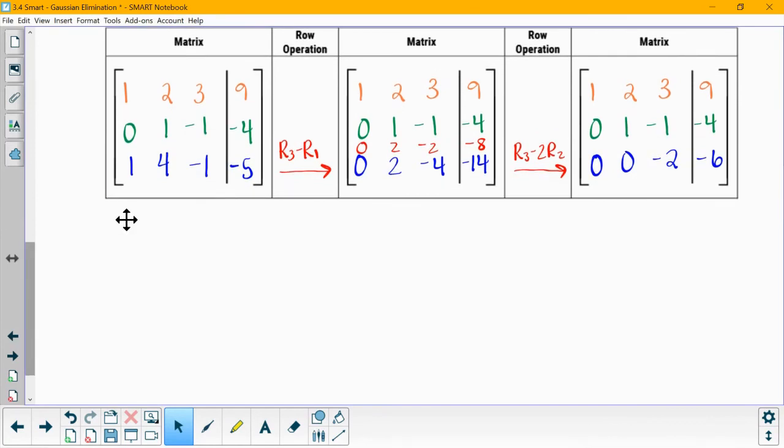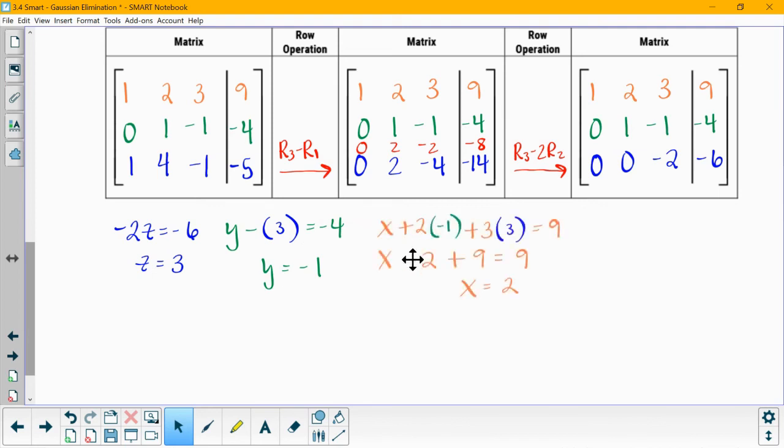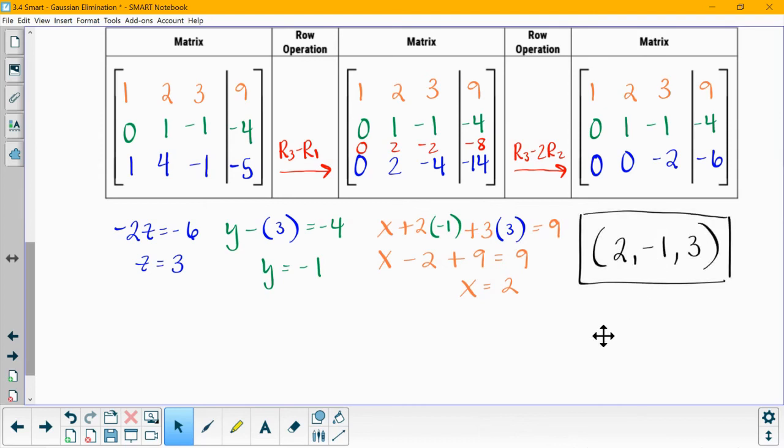steps a little quicker. I have -2z equals -6, which simplifies to z equals 3. I have y minus that z of 3 is equal to -4, so y should equal -1. And I have, with my -1 and 3 plugged in after some simplification, I get x equals 2. My final answer should be 2, -1, 3.